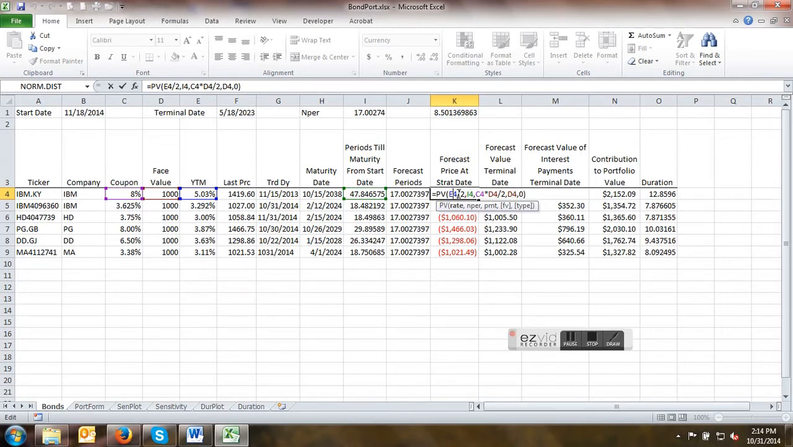Notice that we're taking yield divided by 2. I4 is the number of periods left. C4 times D4 is the coupon rate times the face value. And then D4 is the future value of the bond, which is $1,000.